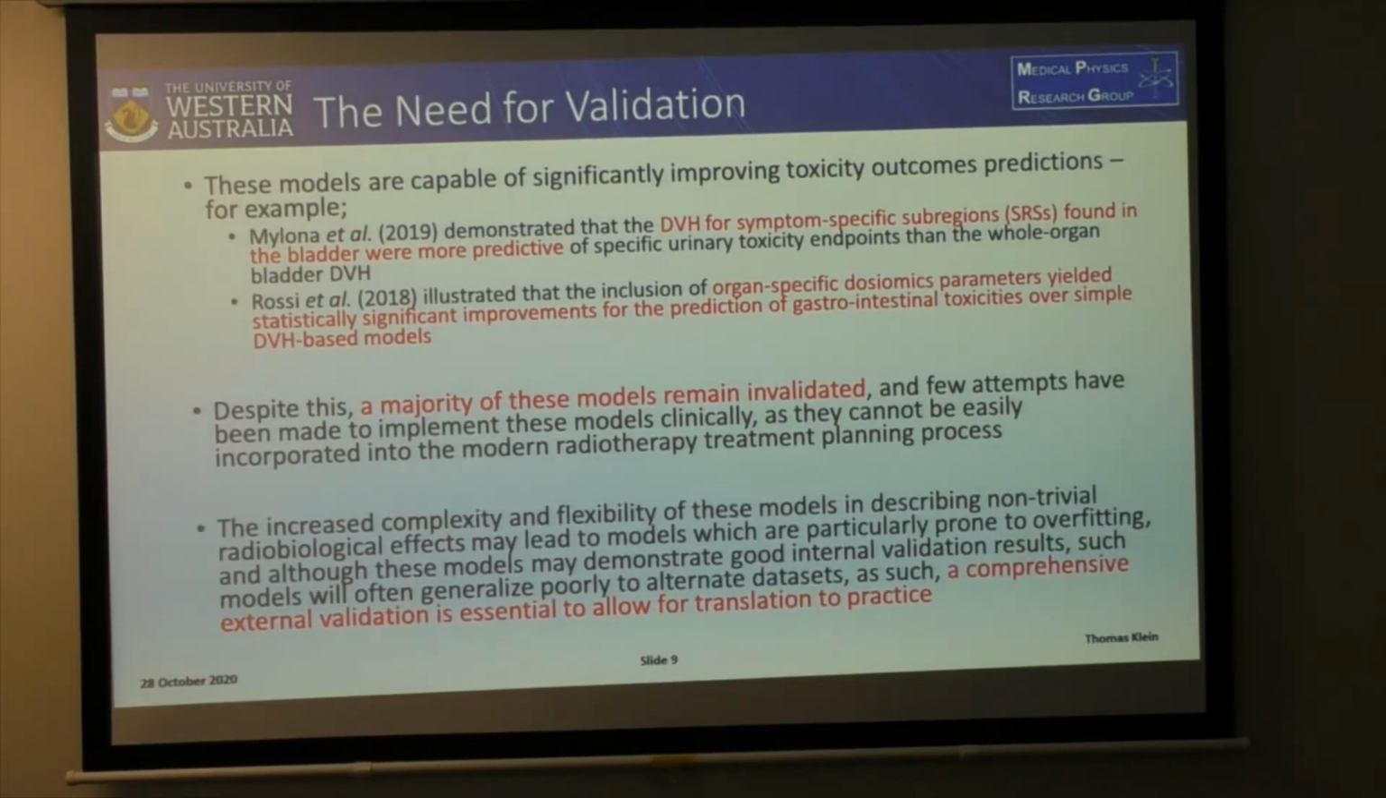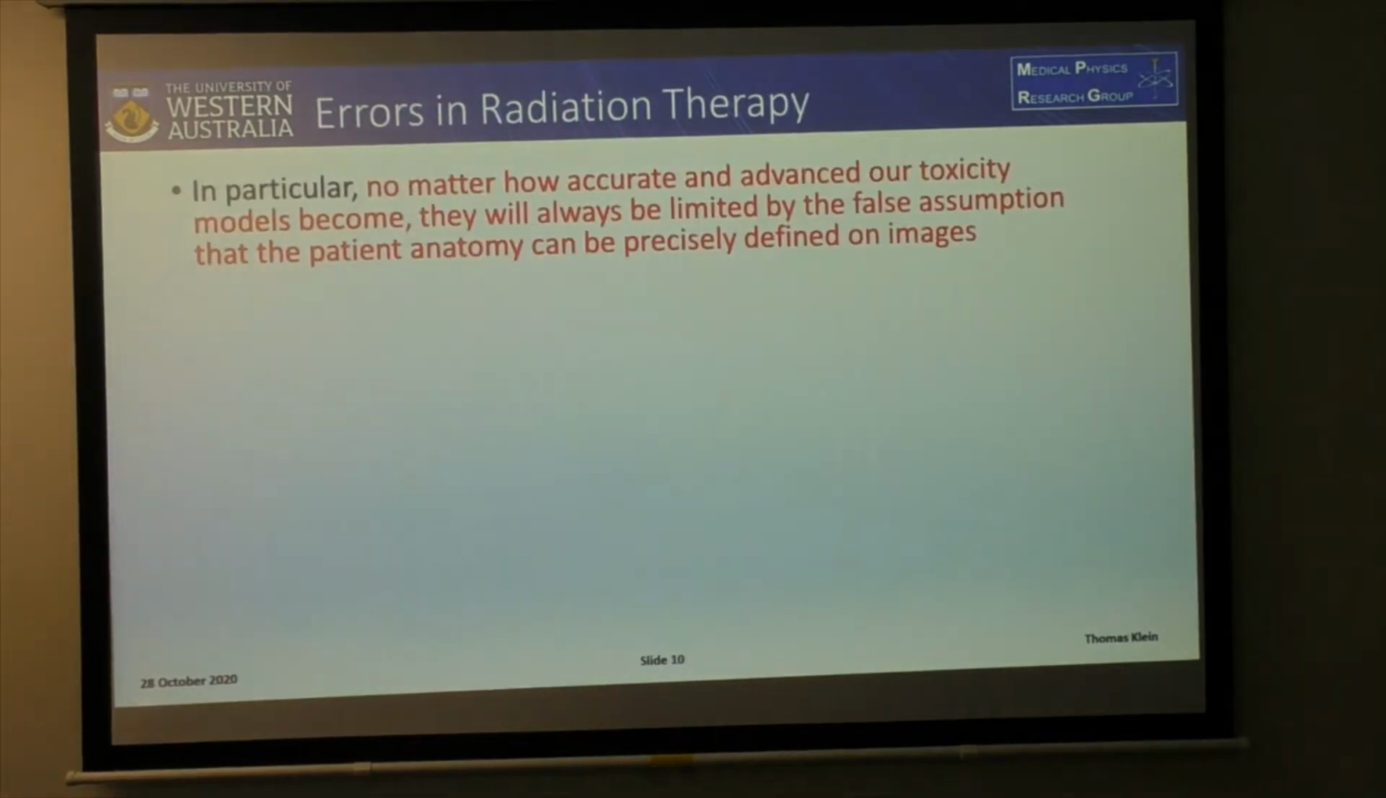So, one important point is that due to the increased flexibility and complexity of these models in describing highly non-trivial relationships, these models are particularly prone to overfitting, which means while a lot of these models may demonstrate good internal validation sets in the studies they were derived, it's likely that these models would translate poorly to alternate data sets, which is why an external validation is essential.